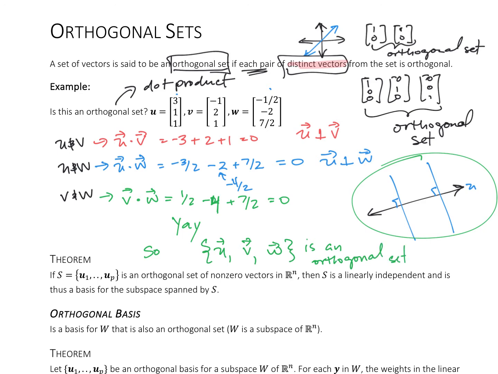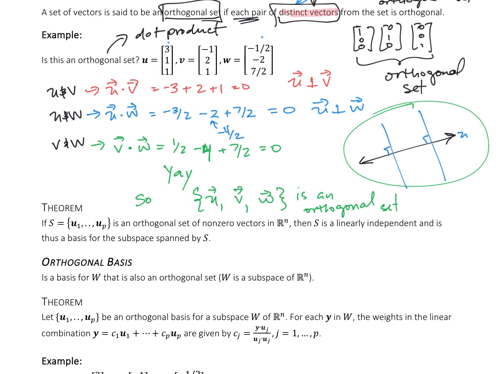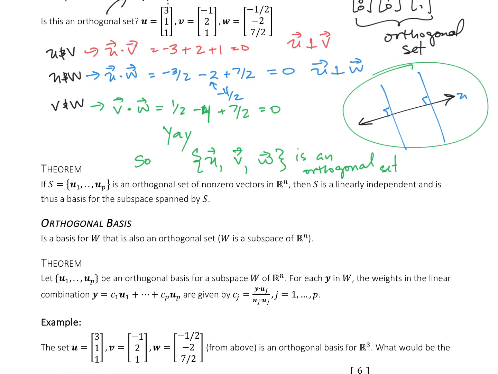Which is great. And the fun part about this is, if it's an orthogonal set, hopefully your brain just went, oh wait, that means they're pointing in different directions. They're not all sitting in the same plane. Because they're not all sitting in the same plane, they must be linearly independent. And if they're linearly independent, then it must be a basis for the subspace that's spanned by S. Look at that, it's beautiful. And if it's an orthogonal set and it's a basis, we call it an orthogonal basis. Yay.